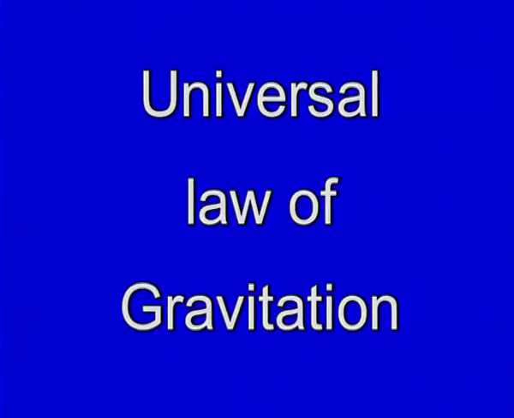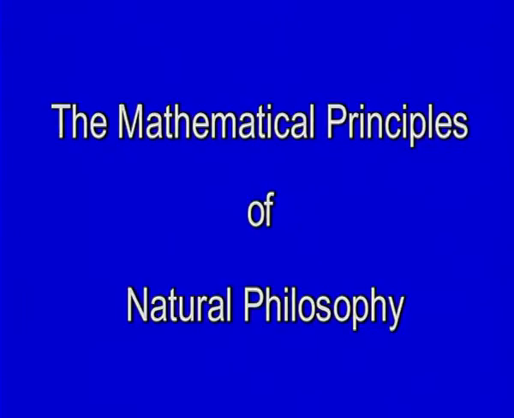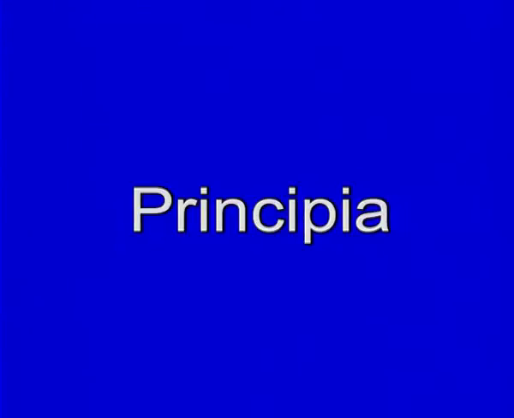So, Newton found that gravitational force is proportional to the mass of the objects that interact. Therefore, the magnitude of the force of gravitation must be proportional to the product of the masses of the two objects. Finally, Newton was in a position to formulate the law of gravitation. In his published work, The Mathematical Principles of Natural Philosophy, often called Principia, Newton set down this law.